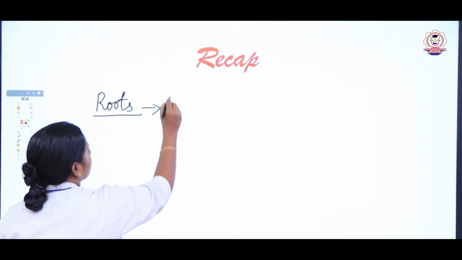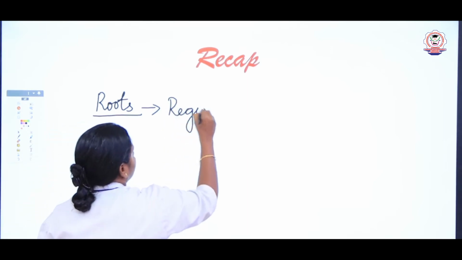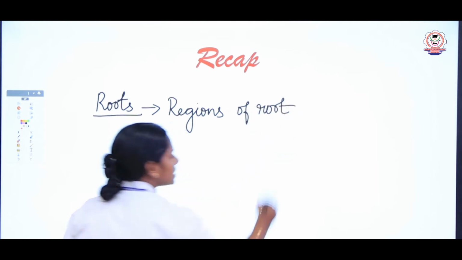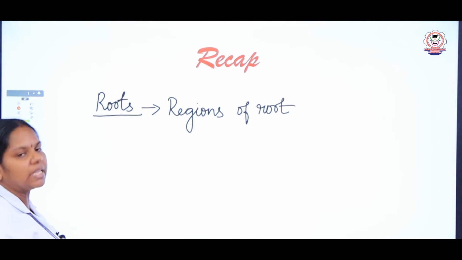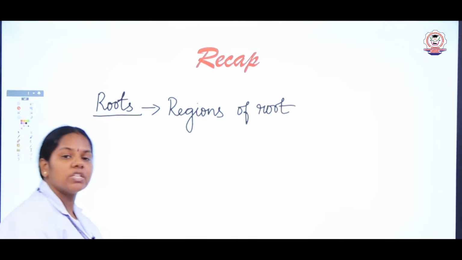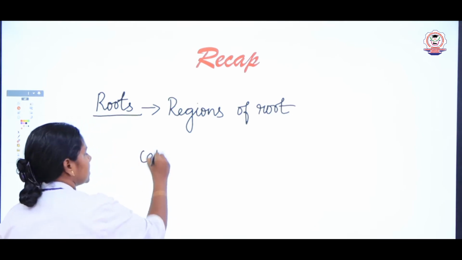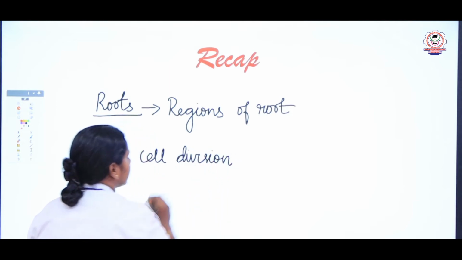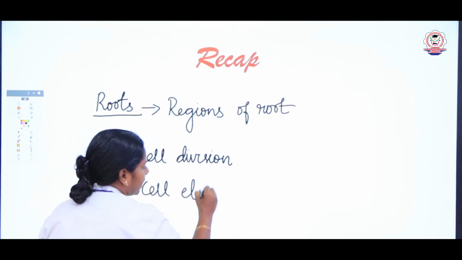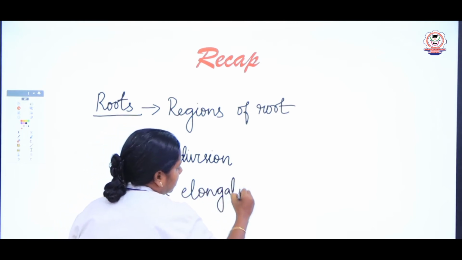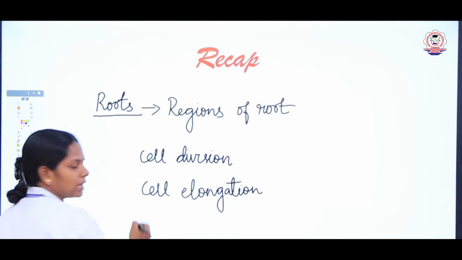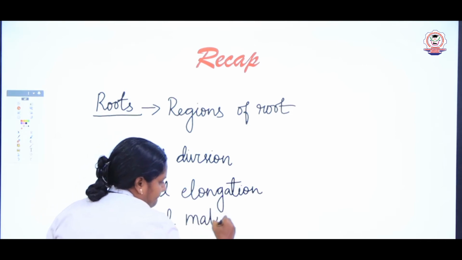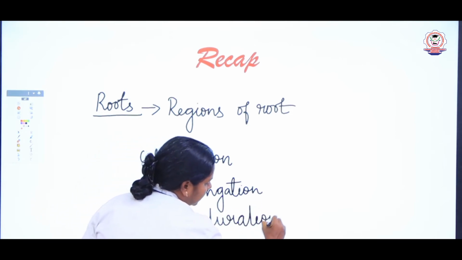In the roots, we have discussed what are the regions of the root, and we discussed the structure of a typical root. There are three regions, right? Region of cell division, region of cell elongation. So what is the first region? Region of cell division. Second one, region of cell elongation. And the region present above the cell elongation region is cell maturation. So till this we discussed in the previous session.